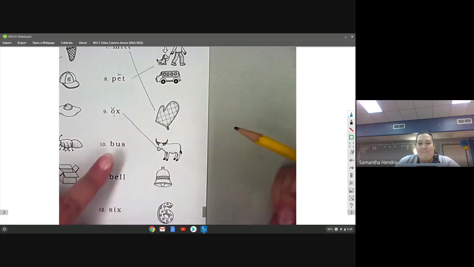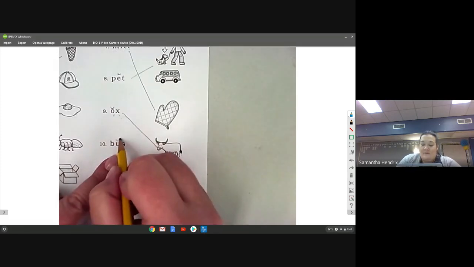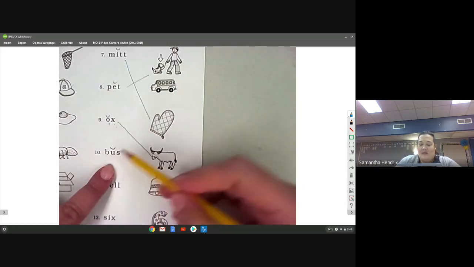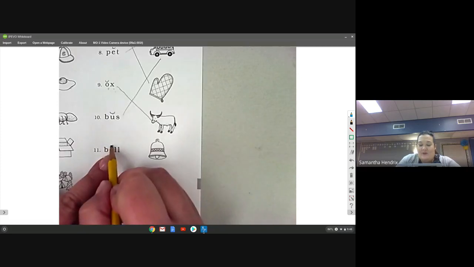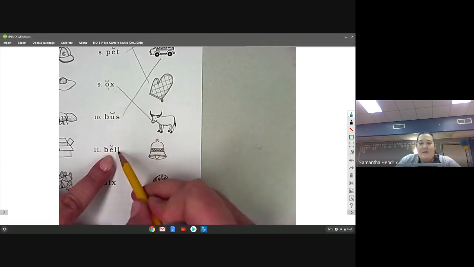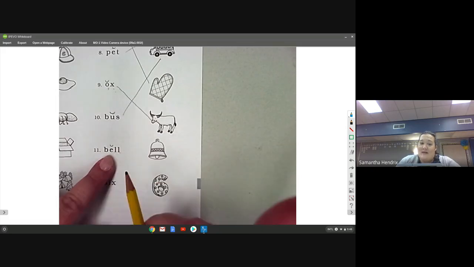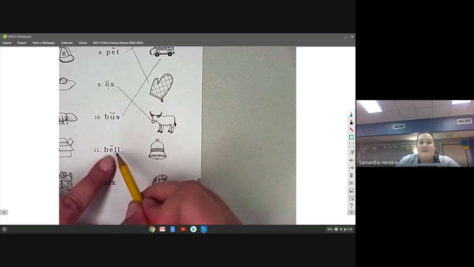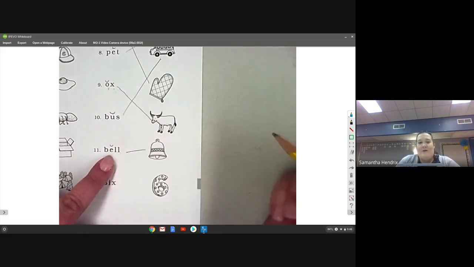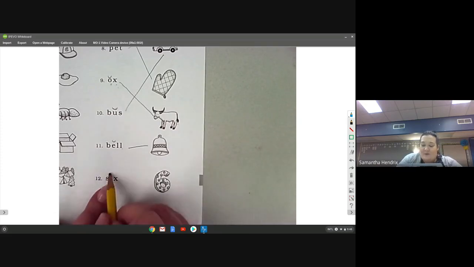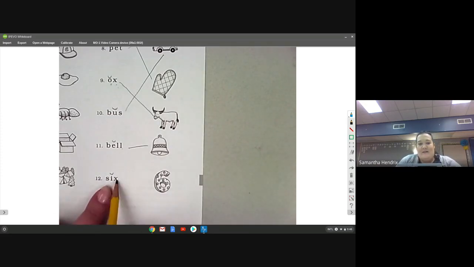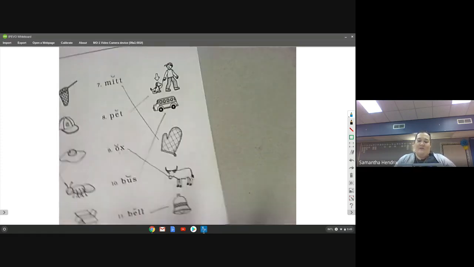Okay. Bus. We're going to code that U. Okay. Here's our vowel. It's short. That's what we're working on today. Twin L's. So we're just going to say one L sound. So B-L, bell. Straight across. Excuse me. Here's our short I because it's followed by a consonant. Six. Six. Okay. Great job.